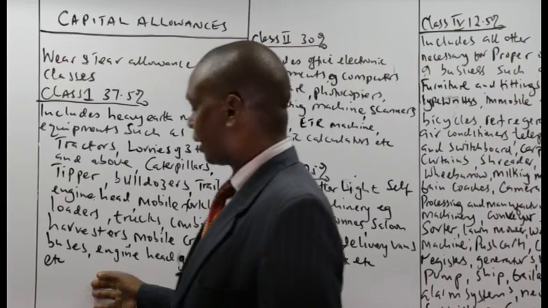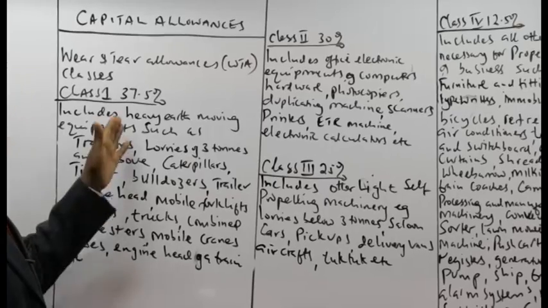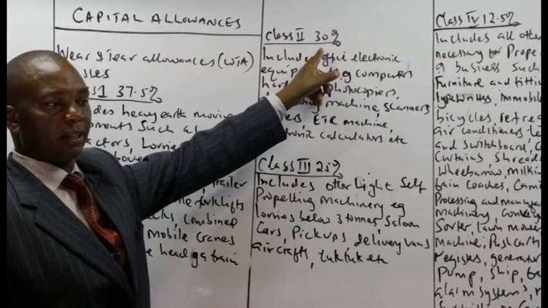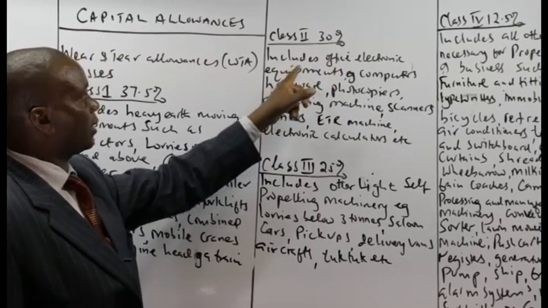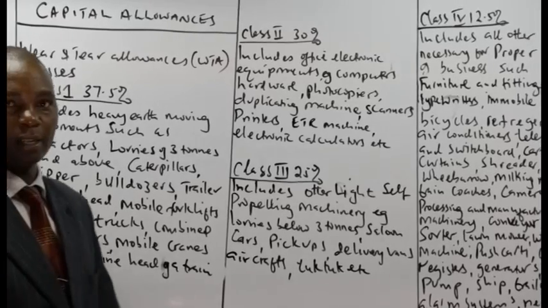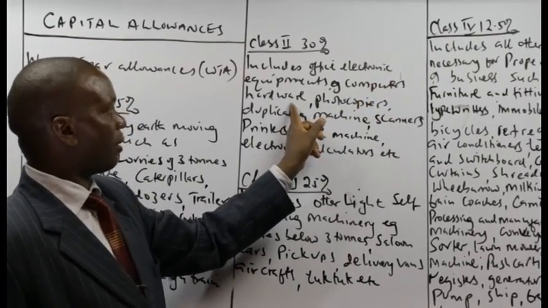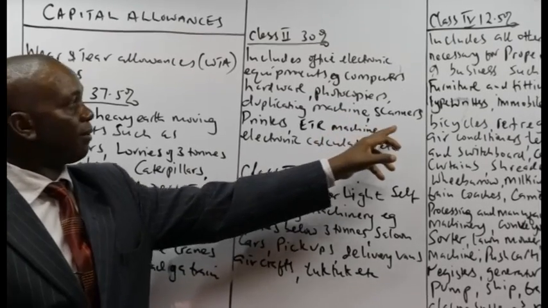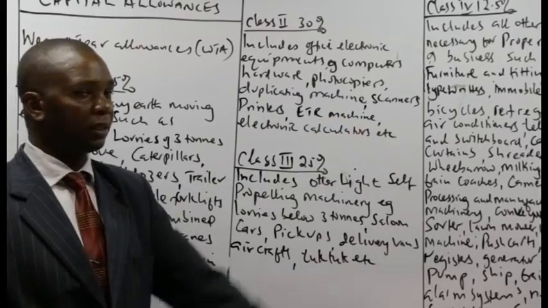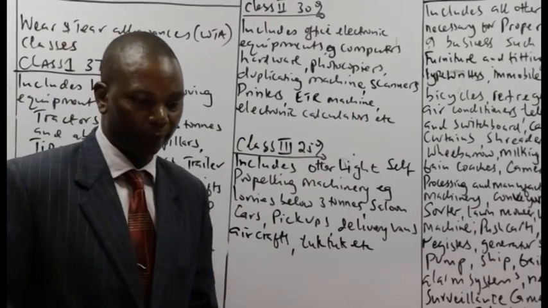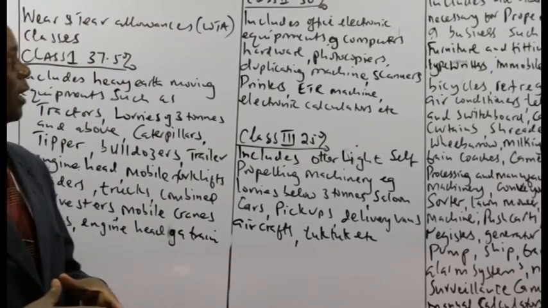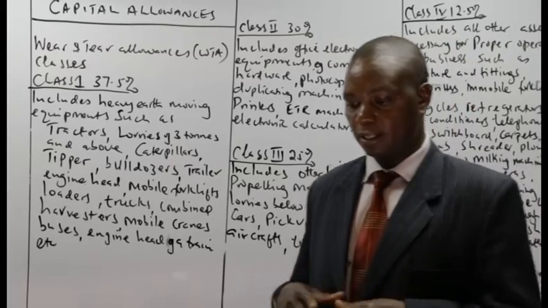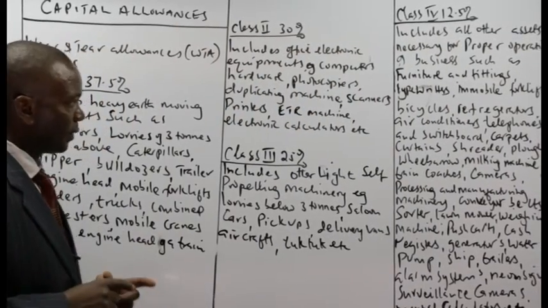So in case we have something like a delivery van, which is 3 tons and above, then it will also come to this class. Then the second class is 30%. The wear and tear is granted at the rate of 30%. Now this class includes office electronic equipments, such as computers, computer hardware, photocopiers, duplicating machines, scanners, printers, the ETR machine, electronic calculators, etc. So these are electronic equipments necessary for the proper operation of the office.